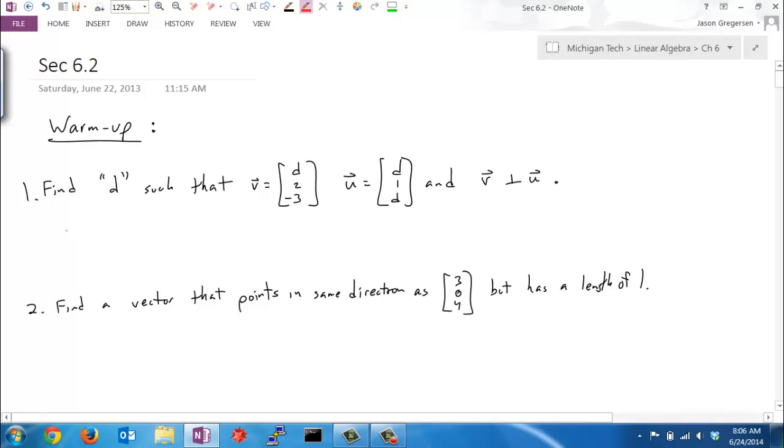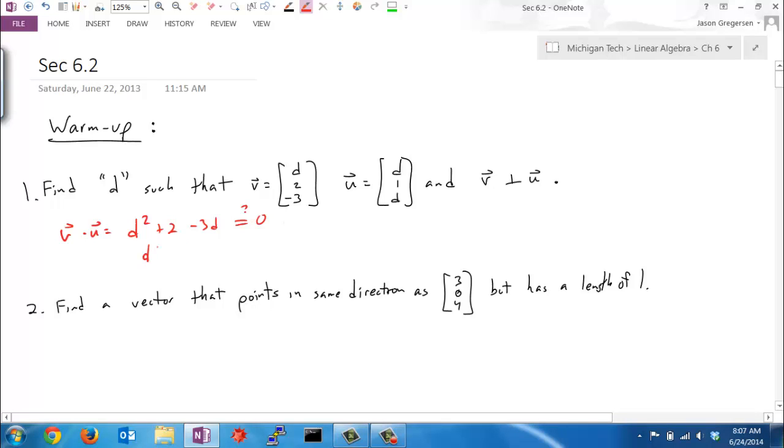So we're going to take the dot product of V and U. We take that dot product, and I will get D times D, or D squared, plus 2 times 1, which is 2, plus negative 3 times D, that's minus 3D. And the question is, when is that thing equal to 0? So we're just in that same situation that we've been in. We've been calculating determinants or eigenvalues. We're trying to find out when this quadratic thing is equal to 0.